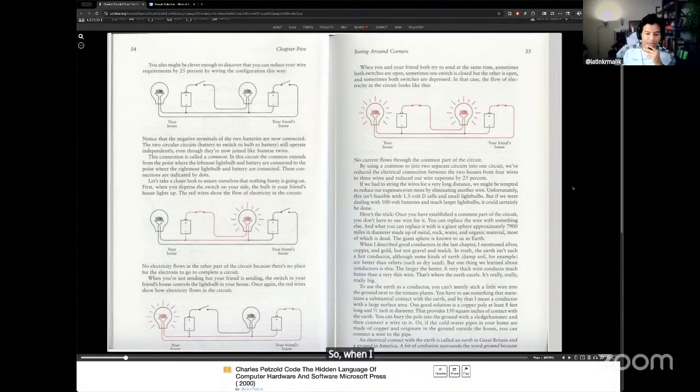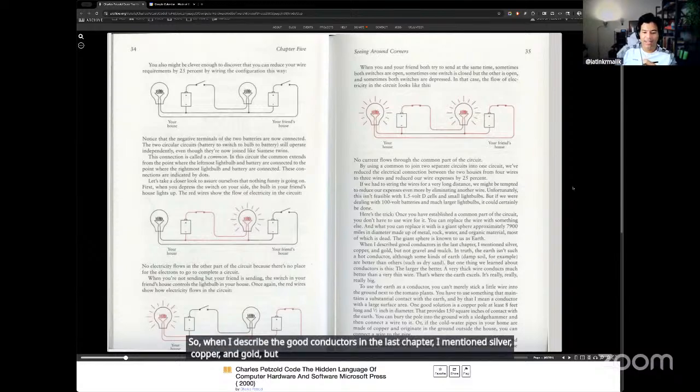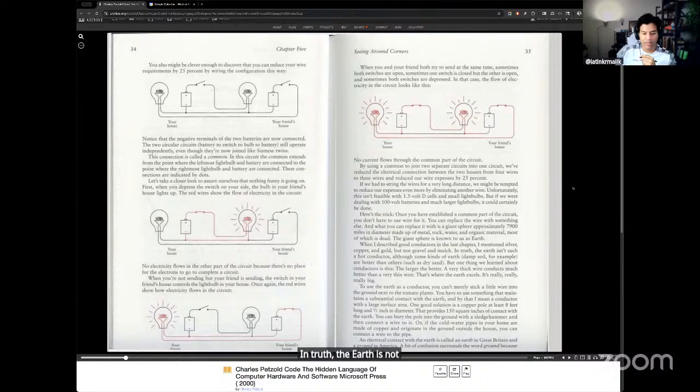So when I described the good conductors in the last chapter, I mentioned silver, copper, and gold, but not gravel and mulch. In truth, the earth is not such a hot conductor, although some kinds of earth, damp soil for example, are better than others, such as dry sand. But one thing we learned about conductors is this: the larger the better. A very thick wire conducts much better than a very thin wire. And that's where the earth excels. It's really, really, really big.